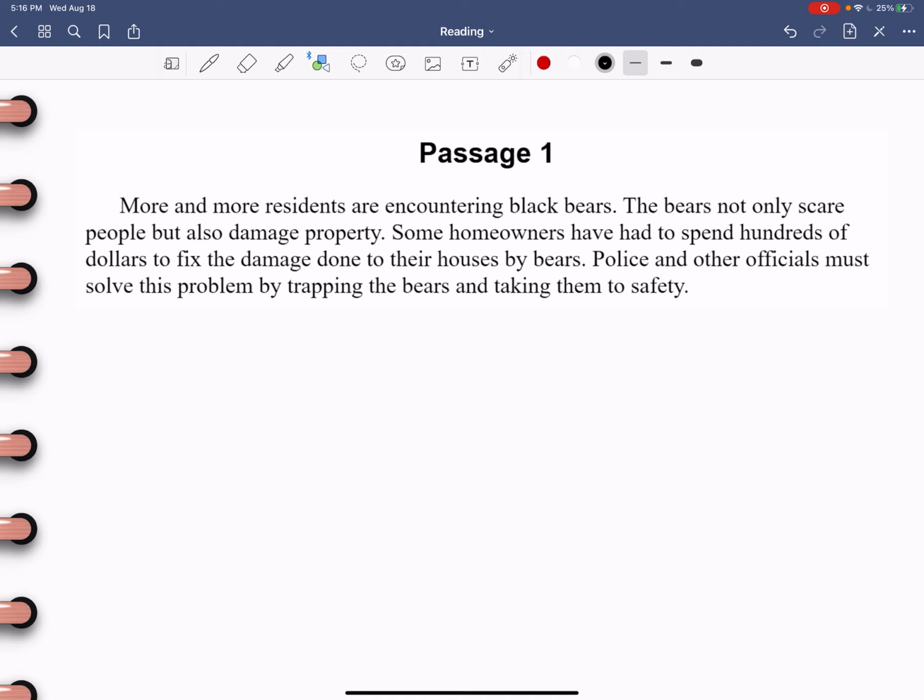This is passage 1. More and more residents are encountering black bears. The bears not only scare people, but also damage property. Some homeowners have had to spend hundreds of dollars to fix the damage done to their houses by bears. Police and other officials must solve this problem by trapping the bears and taking them to safety.